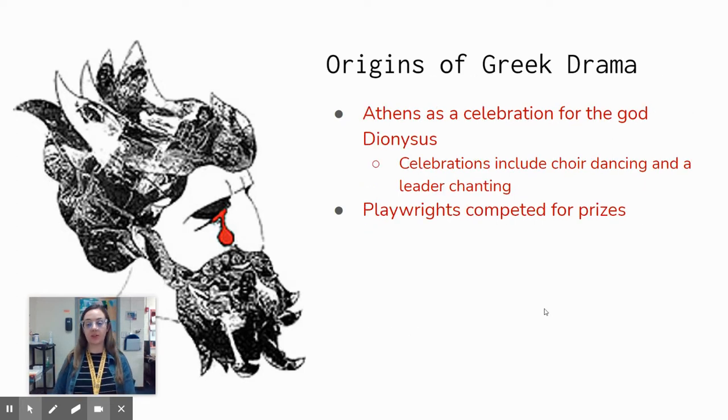So the origins of Greek drama is that Athens typically held a celebration for the god Dionysus. Those celebrations included choir dancing and leaders chanting, and eventually that sort of turned into plays.